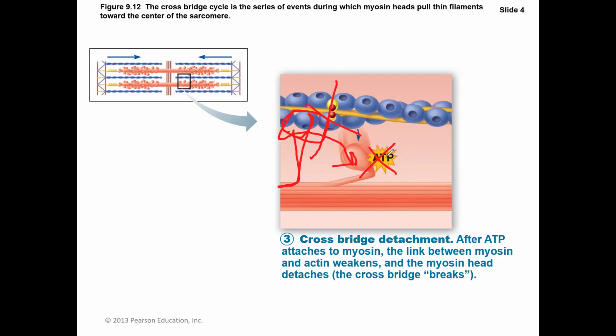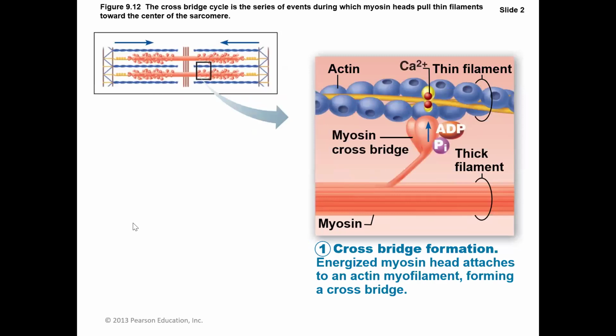Okay, so ATP is present. That detaches the myosin from actin. In other words, it detaches the cross bridge. What's next? Well, let me back it up a little bit.